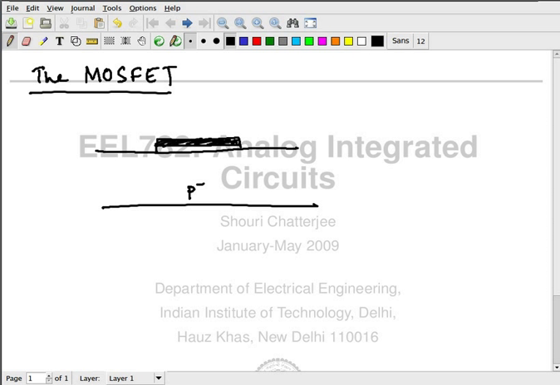Now you dope heavy N plus, as in heavy doping of N-type material, phosphorus, all over the place. So once again, the polysilicon is going to shield the region beneath the gate. You are going to dope all over the place. The polysilicon is going to automatically shield it from getting underneath the gate. So as a result, you will get something like this.